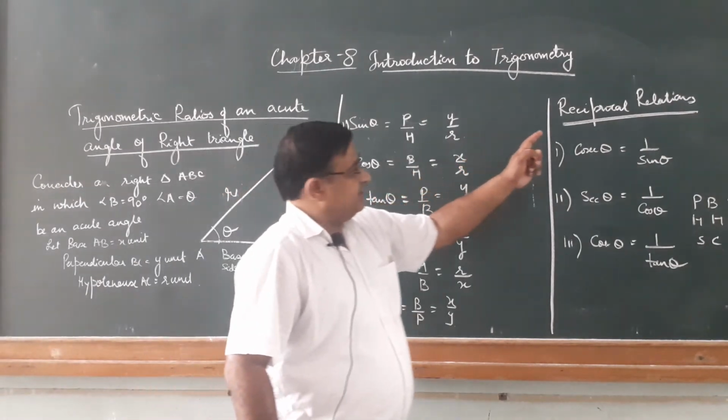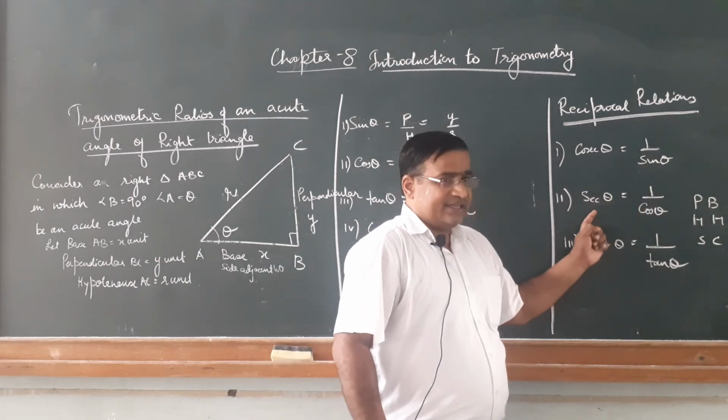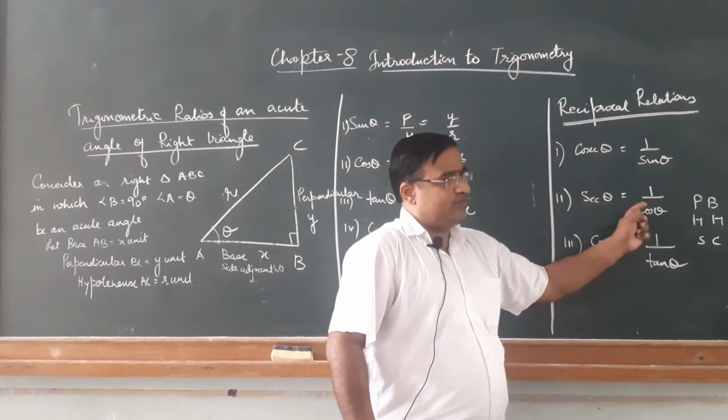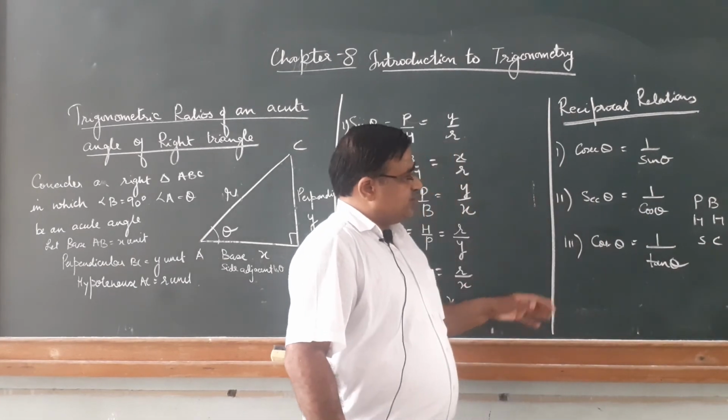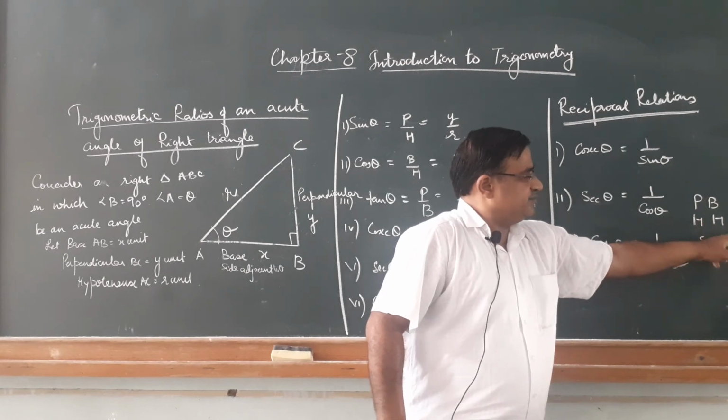Now the reciprocal relations are: cosec theta is equal to 1 upon sin theta, sec theta is equal to 1 upon cos theta, and cot theta is equal to 1 upon tan theta. And you just make one formula like this: P B P H H B, S C T.